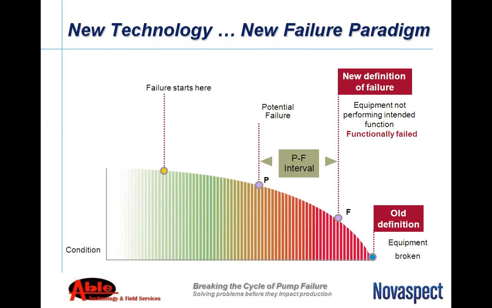A P-F curve here is really just looking at what we're driving with this new technology: to move you up and to the left, earliest indication of a problem, so that you have time to plan maintenance and avoid an unplanned or unexpected shutdown of your production.